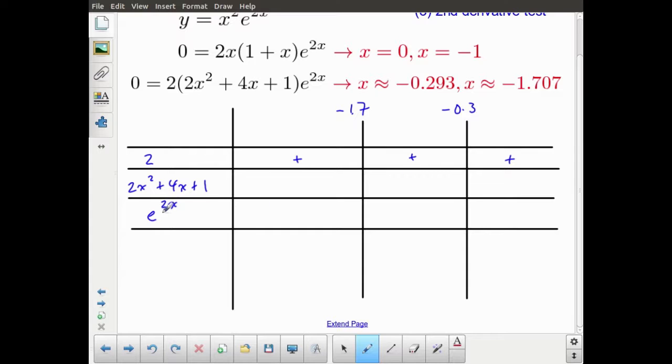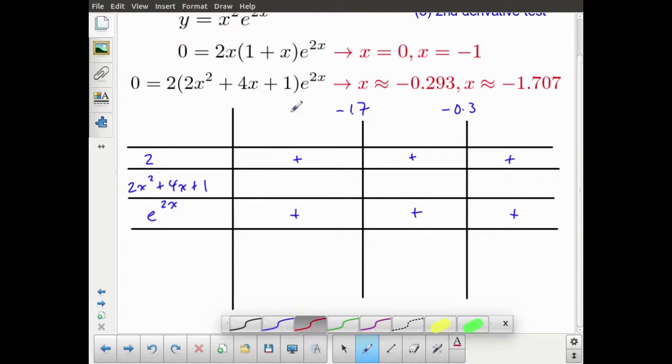Then we have e to the 2x. Well, that's an exponential function, and it's not transformed in any way that's going to change its sign. So this one's positive, this one's positive, and this one's positive. So all that leaves for me to do is actually to pick a value here and figure out what this factor is going to be.